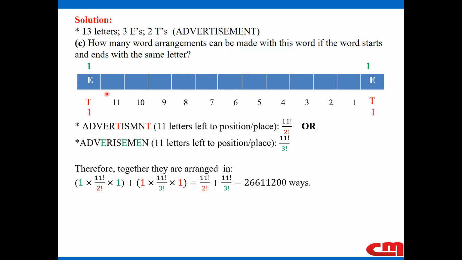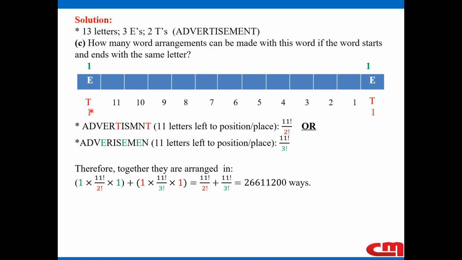So it will be 1 times 11 factorial, right? But this 11 factorial is divided by 2 because we still have the 2 T's. So it's 1 times 11 factorial over 2 factorial times 1. That is the situation where we have the E's in the first and last position. Then the OR part, then it's plus.